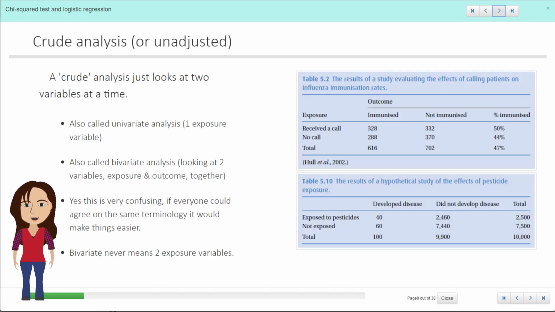So a crude or unadjusted analysis is the type of stuff that we've seen so far, where we just look at 2 variables at a time. So the examples I've taken from the textbook back in chapter 5, the outcome might be immunised or not immunised based on whether they received a call or didn't, or developed a disease, yes or no, based on whether or not they were exposed to pesticides. So this can be called univariate analysis because there's one exposure variable. Confusingly, it can also be called a bivariate analysis because it's looking at 2 variables together, the exposure and the outcome. I don't think I've ever seen a bivariate analysis refer to 2 exposure variables. So we've got inconsistent terminology there.